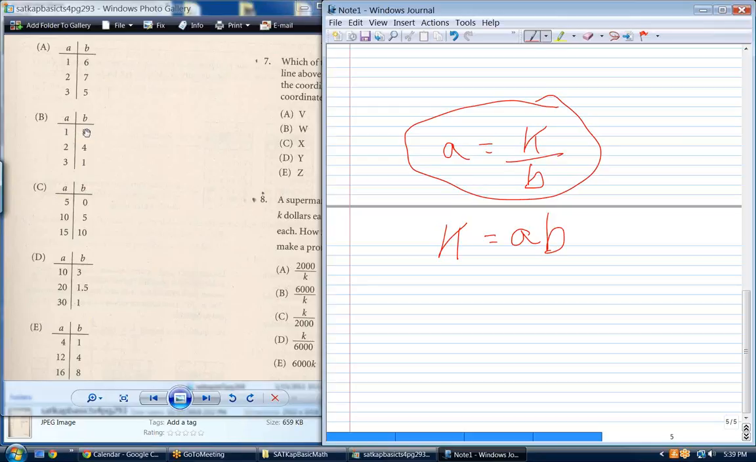1 times 9 is 9. What's A times B in this row? 8. It's not inversely proportional then. In other words, this K does not change. It has to be the same no matter what row you're in.